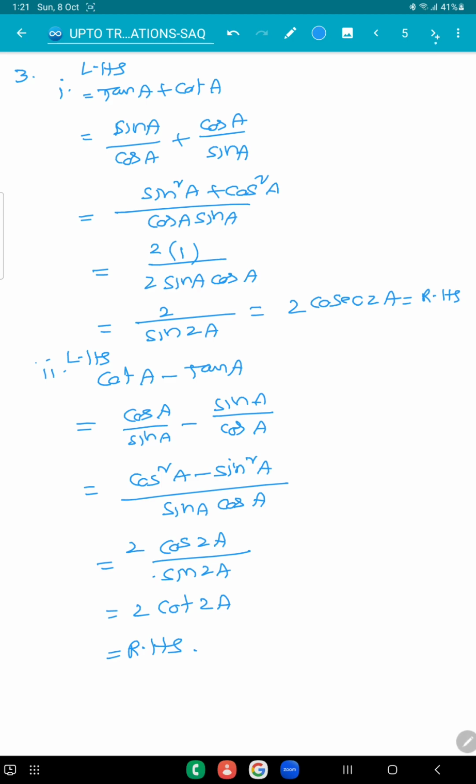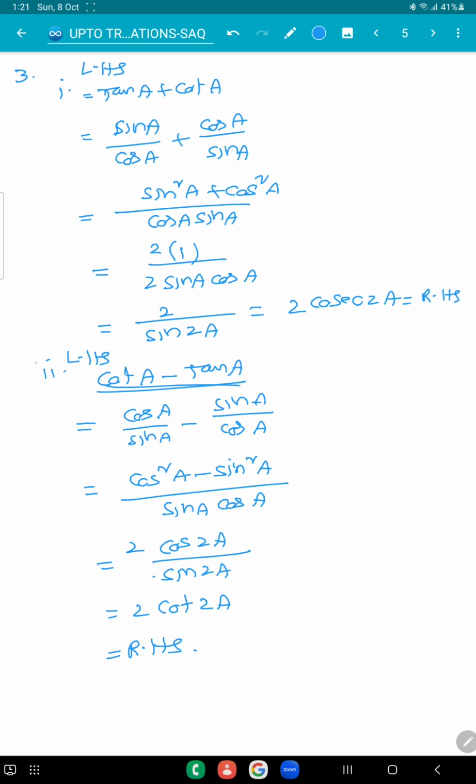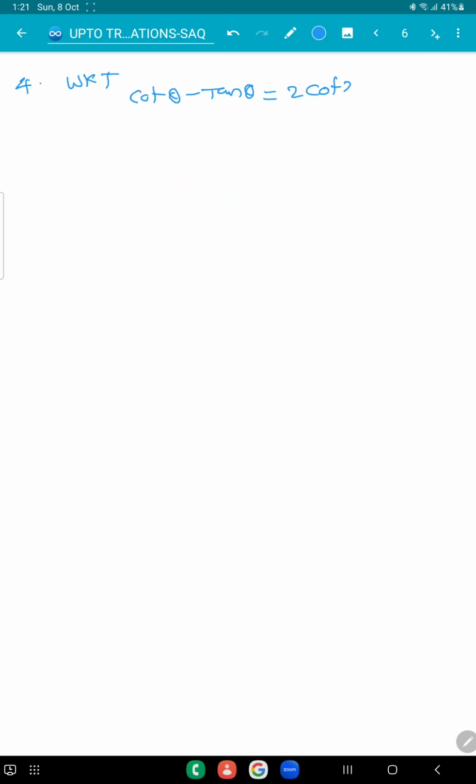Next question is the fourth one. So we are going to use this result here, the cot a minus tan a result. We know that cot theta minus tan theta is equal to, what is that? Cot theta minus tan theta is equal to 2 cot 2 theta. From this one, we can write tan theta is equal to cot theta minus 2 cot 2 theta. Keep it like that. Let us consider LHS.